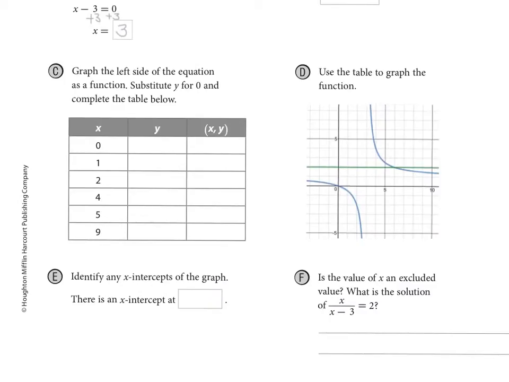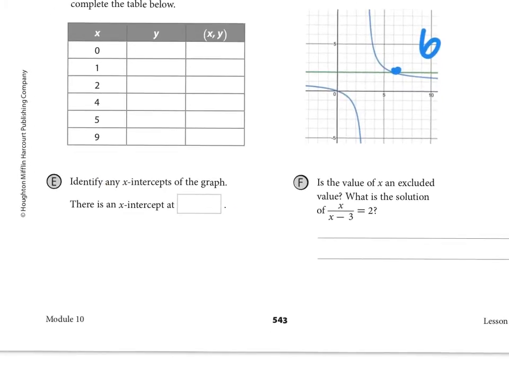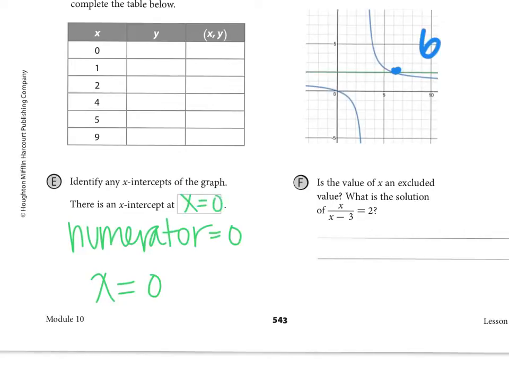So I found my solution from the graph. Again, we said that they intersected at 6, so we think that's our answer. But if I'm just following the steps here, we've gone through A, B, C, and D. We're looking at step E, where it says identify any x-intercepts of the graph. Remember, x-intercepts occur whenever my numerator is equal to 0. So whenever my numerator equals 0. Well, my numerator in this case was x, so I need to set it equal to 0. Well, obviously that means there's an x-intercept at 0.